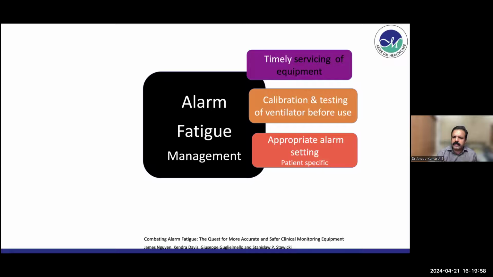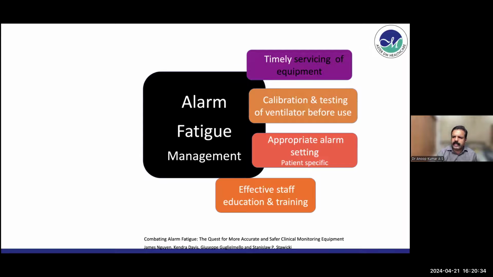And appropriate alarm settings are patient specific. There is nothing like a specific value, like you set a peak value like this, or you set a plateau value like this. Nothing like that. Depending on the patient situation, you have to properly set the alarms. And staff education and training is the most important one. You may not be at the bedside always, and even your registrar may not be there at the bedside. So your bedside staff and RT should be able to pick up these alarms and the issues effectively.